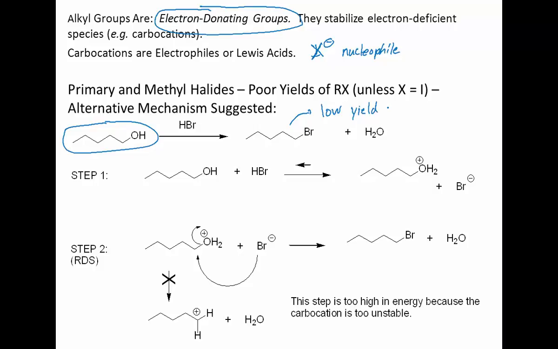Step 1 is exactly like step 1 is for tertiary alcohols. There's no difference there. In step 2, because this formation of the carbocation is so high energy, because this is just really not a very stable carbocation, it just doesn't happen. So what happens is that the bromine comes along and directly kicks out the water without there ever being a carbocation. Okay, so this is only a two-step reaction, and the rate determining step is our second step.